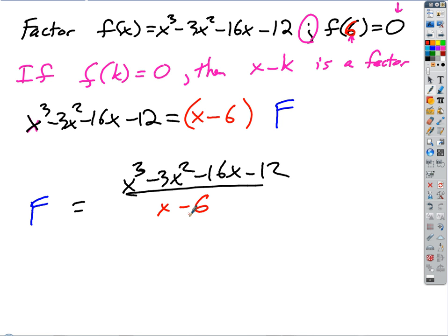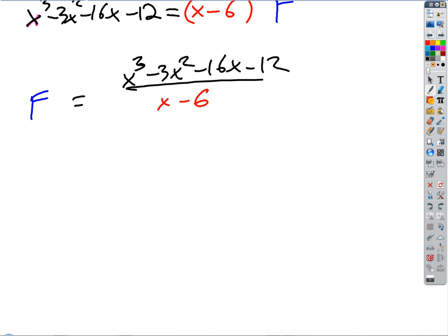Right? Everybody agree? Just dividing both sides by x minus 6 to find out what that is, to isolate it. So let's do that synthetically. What goes out front? 6. What are my coefficients? 1.